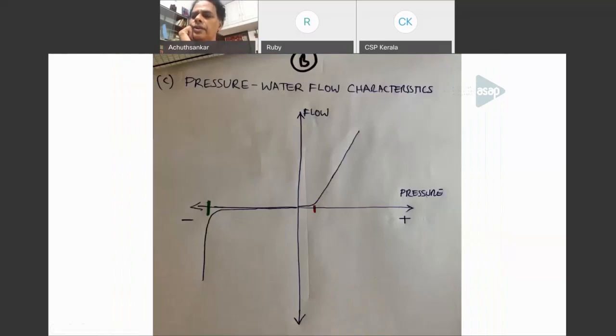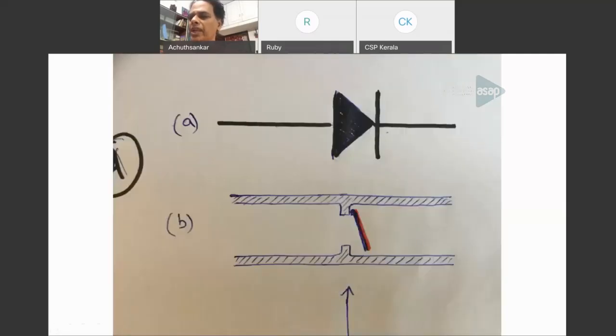Yeah. Now look at this graph. You are all familiar with this graph. We call it the VI characteristics of the diode. But if you watch closely, I have not written VI. I have written pressure flow graph. Pressure water flow characteristics. On the x-axis is pressure and on the y-axis is flow. Now imagine that earlier water valve. Can we go back to the previous slide? Okay. From the left side is positive direction, from the right side is negative direction.